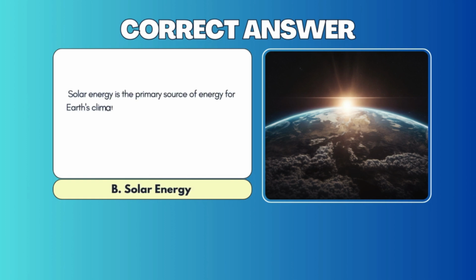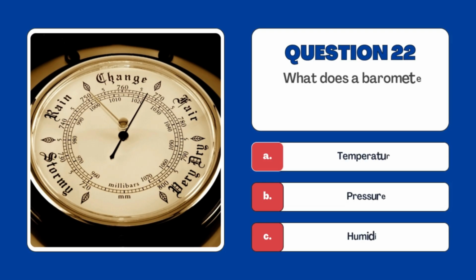The correct answer is B. Solar energy. Solar energy is the primary source of energy for Earth's climate system, driving processes such as weather patterns and photosynthesis. Question 22. What does a barometer measure?